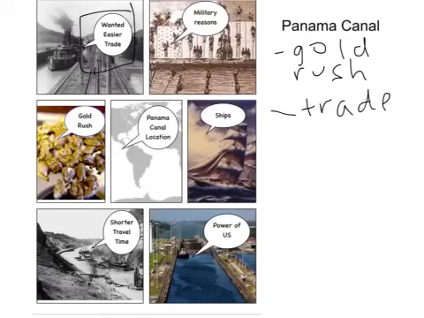And another reason was because of the military. This was important because if the military was based on the East Coast right here, and the United States got attacked on the West Coast over here, it would be really hard for them to travel across the United States without having to go all the way under South America. So this is an easy route to cut through. So military.